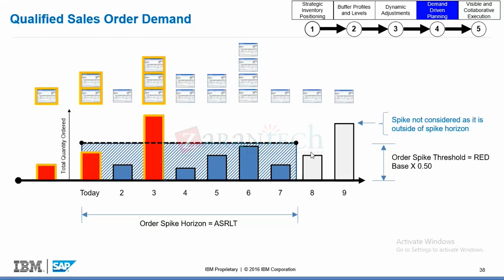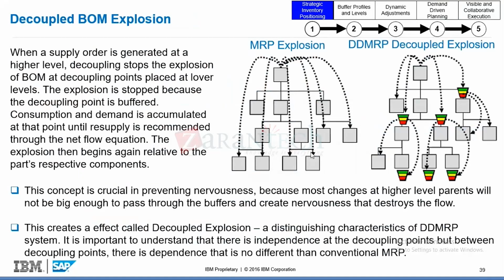This is past and future where spikes are not considered. So we have to define a spike horizon, and within that spike horizon, we have the order spike threshold, which is the red base into 0.5. That is the height of the spike horizon. And we have to consider this as qualified orders.